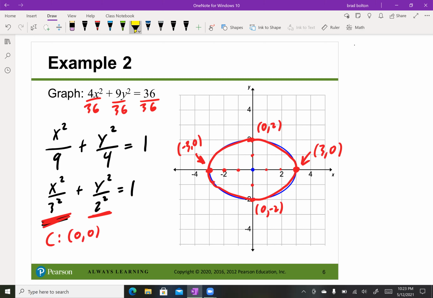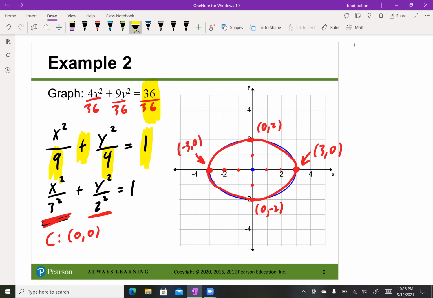Kind of the key for us was to recognize, because this wasn't 1, we had to divide by it. And because these numbers were not the same, our A and B are not identical, it's not a circle. So a couple things we really want to pay attention to is we need a 1 over here, and we need a plus sign in the middle, and then we need these numbers to be different.